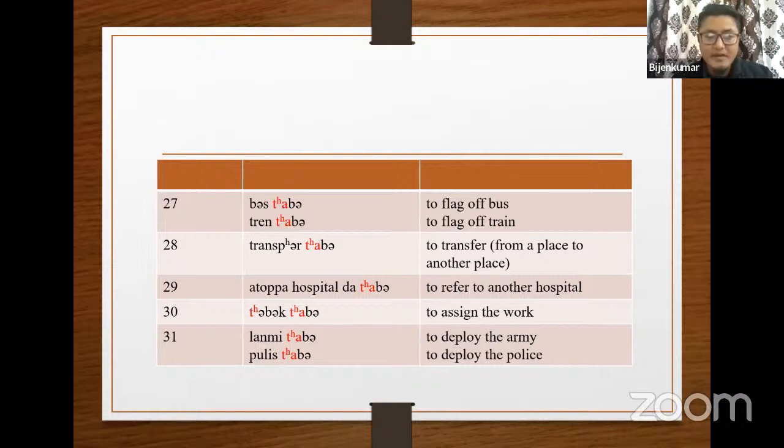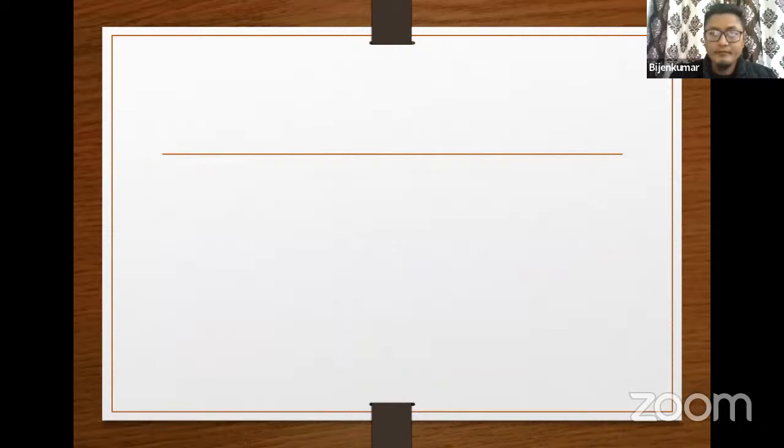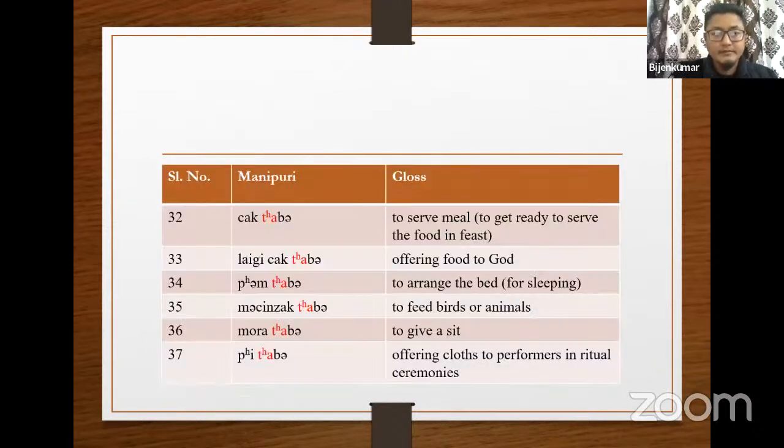Then in the same way, it can occur with different types of categories as well, like thaba, which means to assign for a particular work. Lanmi thaba, police thaba, is the deployment of the army, or it may be the police. Even though this is also a kind of thaba, where the particular root that we are discussing in our presentation here, this set of meaning is a bit different from the earlier slide that we have discussed so far.